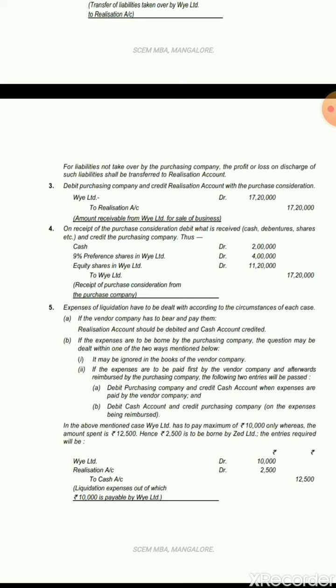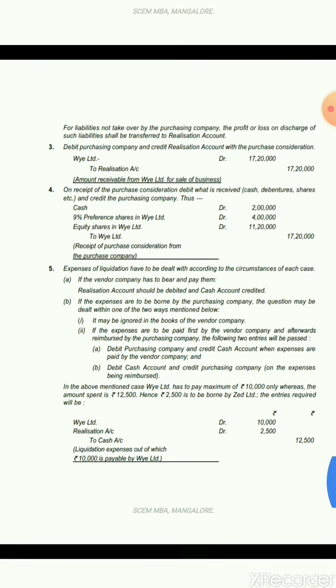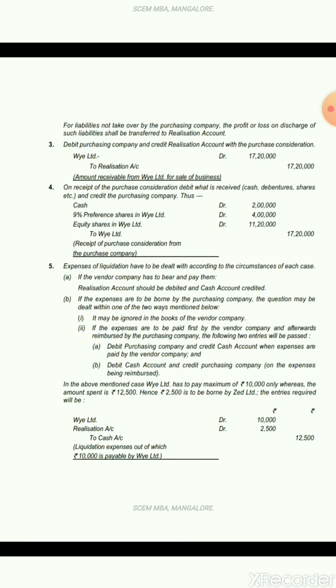So this entry is being passed to transfer the purchase consideration to realization account. So what is the entry? Purchasing company account debit to realization account. So what is purchasing company here? Purchasing company is Y Limited, right? Which is transferee company. So Y Limited account debit to realization account, and we record the amount of purchase consideration.